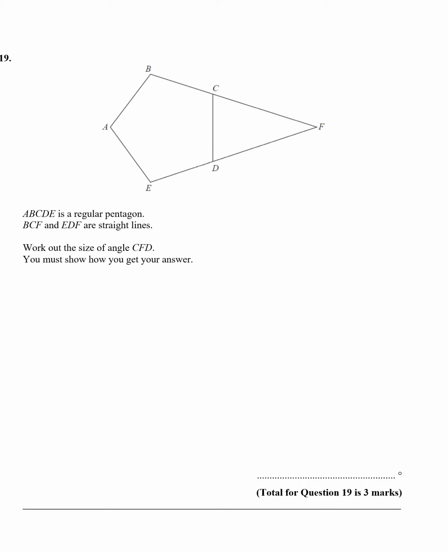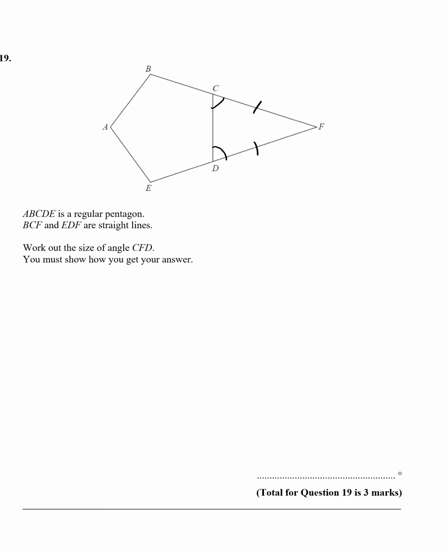Question 19. We've got a regular pentagon, so a five-sided shape. These are straight lines. Work out the size of angle CFD. Right, because they're straight lines, that's an isosceles triangle, so that angle is the same as that angle.